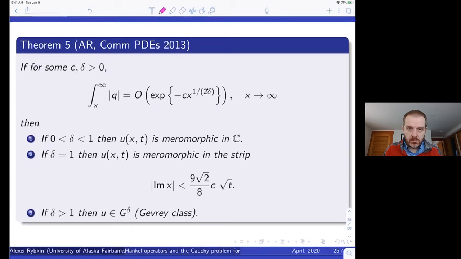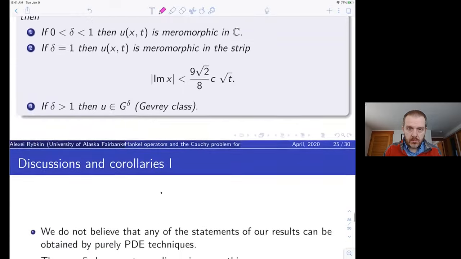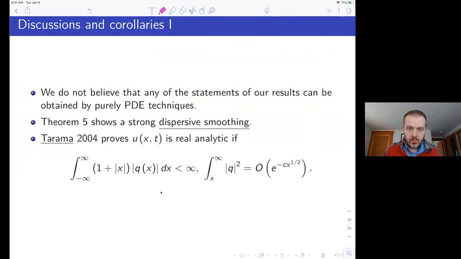And if we drop the decay, and if delta is 1, then the solution remains meromorphic in a strip around the real line, which is widening in proportion to the radical of time, and with infinitely many poles in that strip. And if delta is greater than 1, then it becomes Gevrey smooth. The best known result is due to Tarama, which assumes just one type of decay, stronger than what I can handle. His techniques are based upon the inverse scattering transform, quite involved.